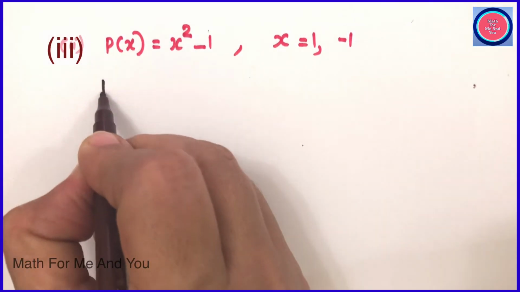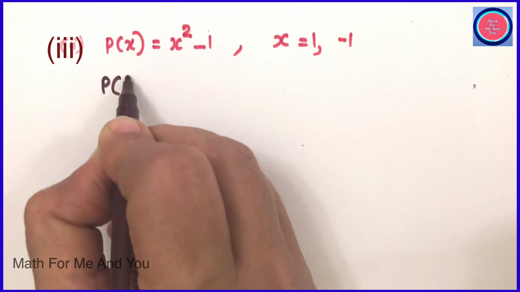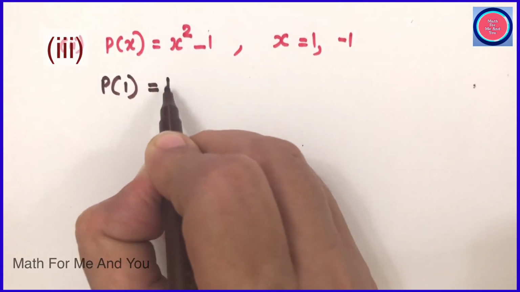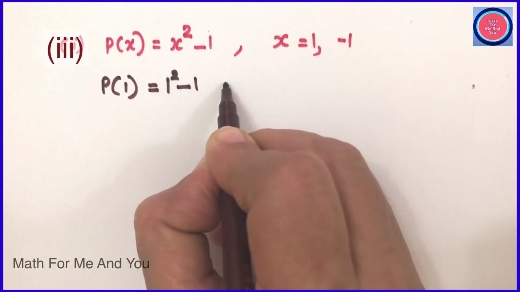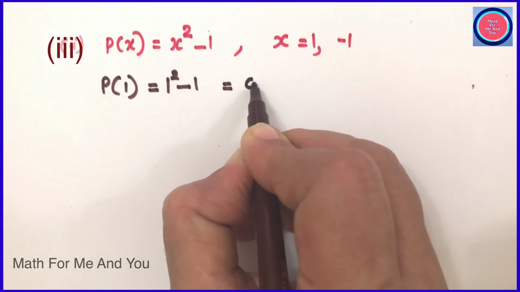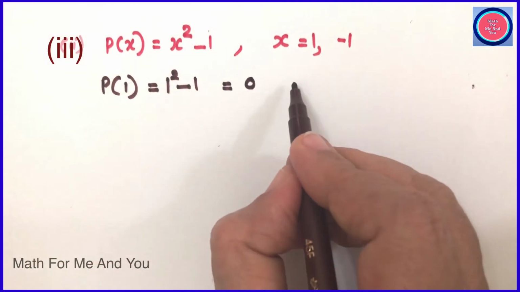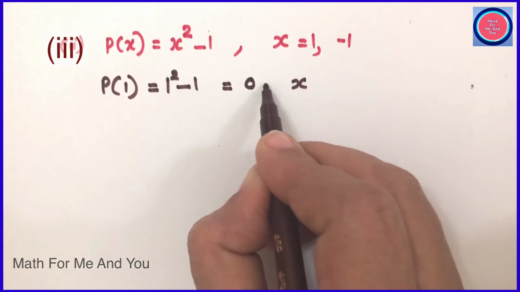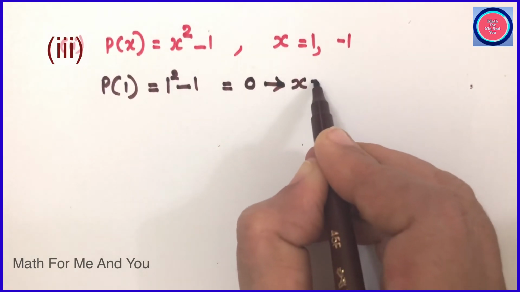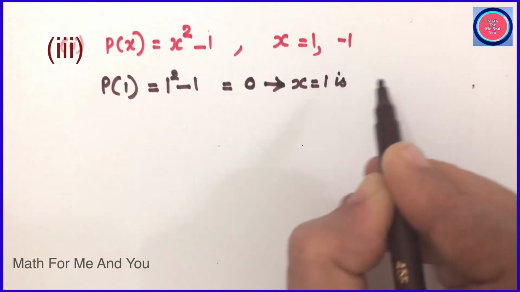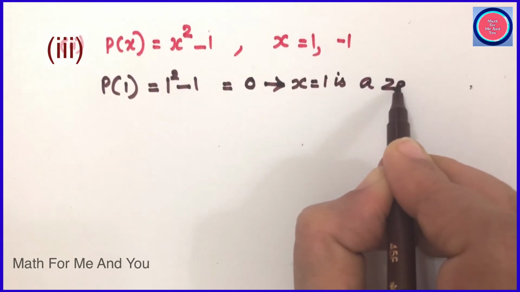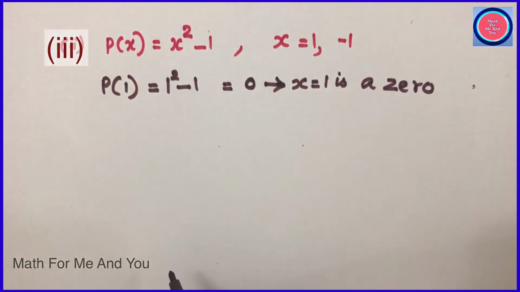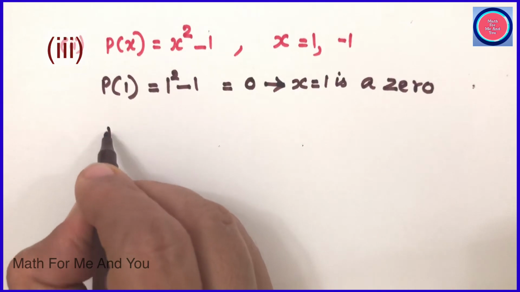And we need to check x equals 1 and minus 1 are zeros or not. For that, first we look at P of 1. Change x with 1, then we get 1 square minus 1, that is equal to 0. So P of 1 equals 0. That means the value x equals 1 is a 0 of the polynomial x square minus 1, because when we put x equals 1, the answer we are getting is 0.